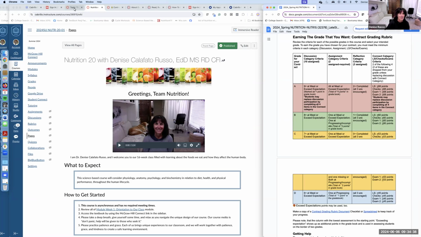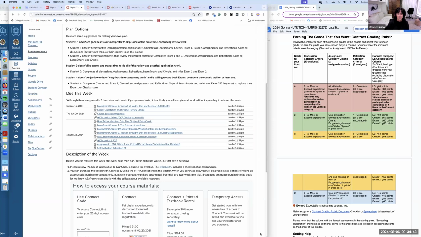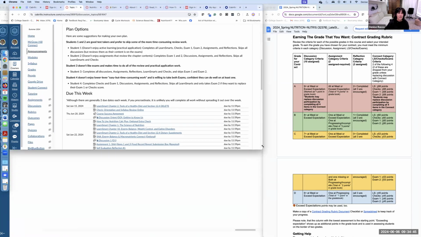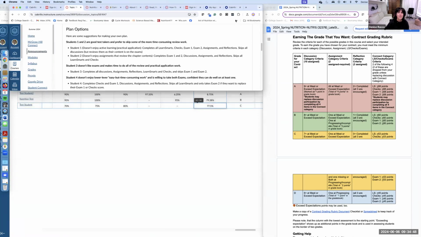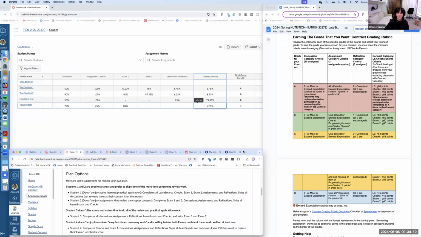Let's go ahead and get started. I have 4 scenarios for you that I want to cover. Let's make this a little smaller and focus on those. And I'm going to demonstrate them to you on fictitious students in the grade book.